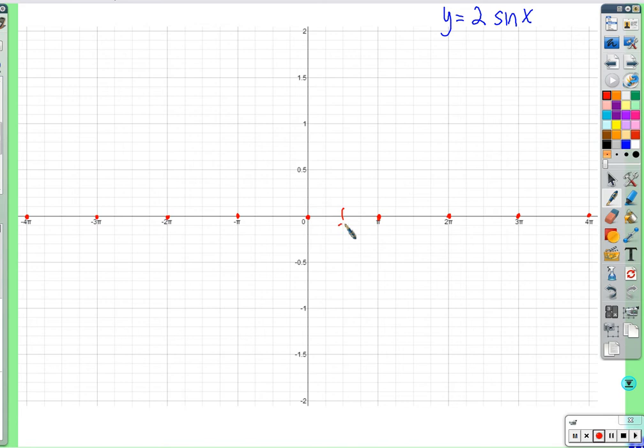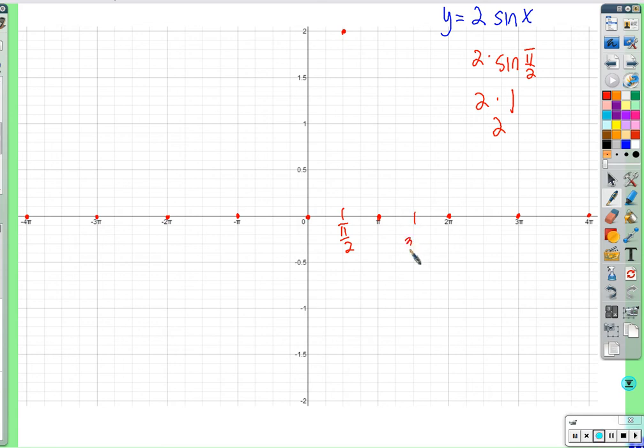Now let's go to pi over two, right there. Okay, so here we go. We plug in pi over two. What's the sine of pi over 2? 1. It's 1, but we're multiplying this by 2. So what's 2 times 1? 2. 2. So instead of this, we get this way over here. So it doubles the amplitude? Doubles the amplitude. Sounds like Tyler was right.